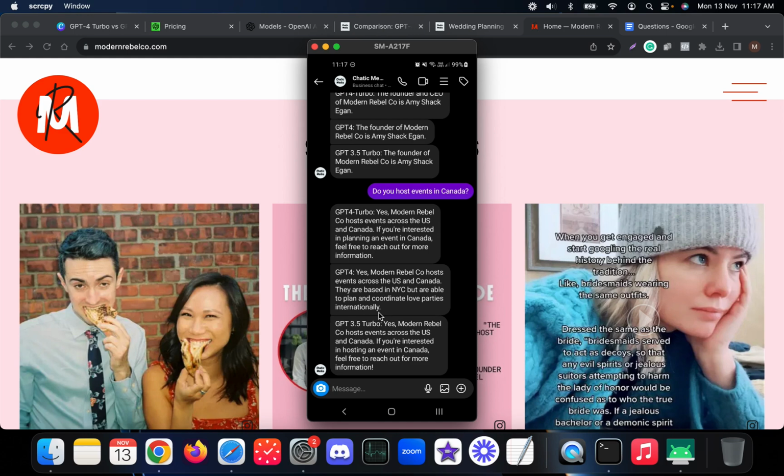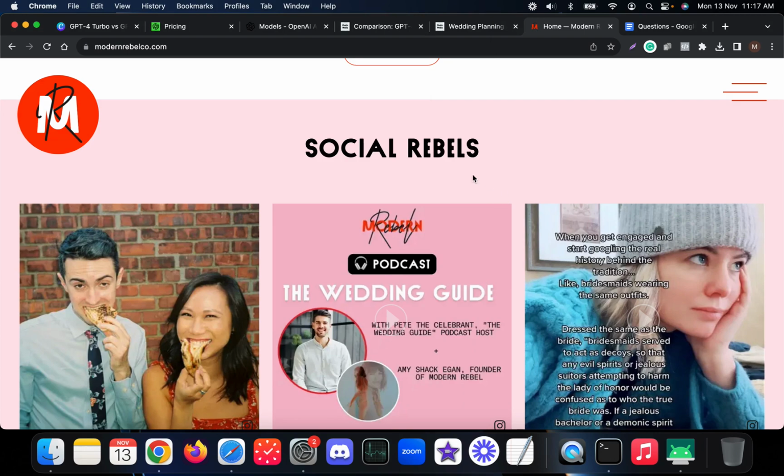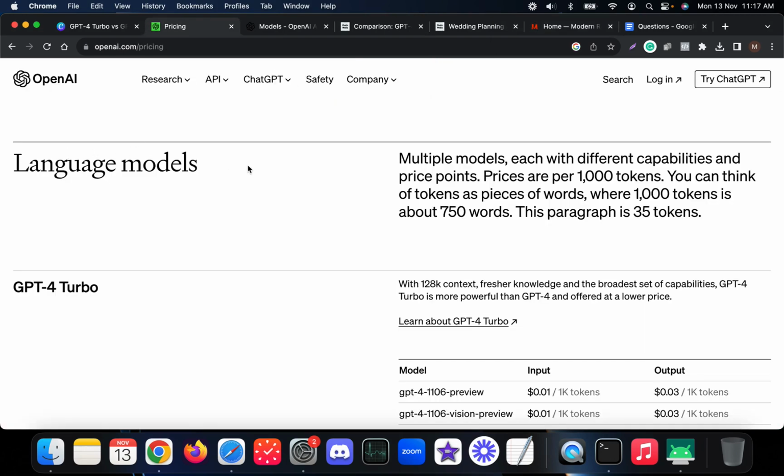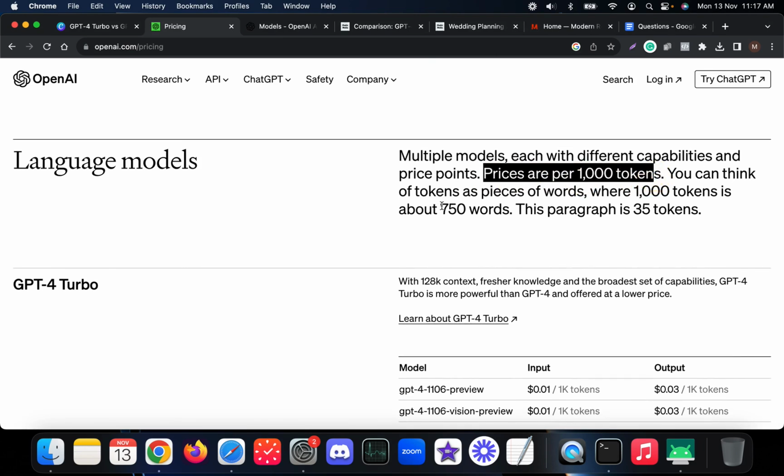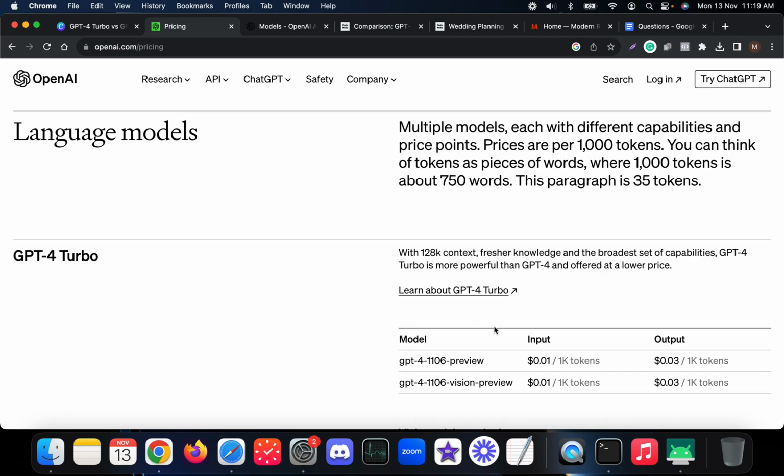So pricing is another important thing to notice here. Language models are priced based on the number of tokens. As you see here, prices are per 1000 tokens. You can think of tokens as pieces of words. If you don't have any idea about tokens, you can simply think of them as pieces of words, where 1000 tokens is about 750 words. This paragraph is 35 tokens. Let's compare the pricing here.